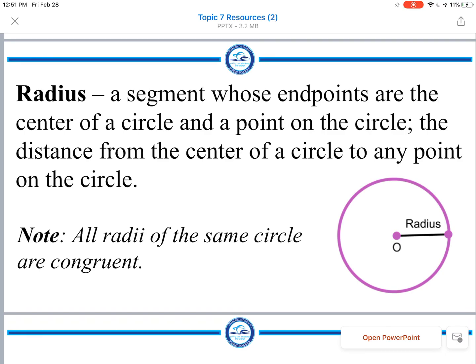All right, so a radius is a segment whose endpoints are the center of a circle and a point on the circle. The distance from the center of a circle to any point on the circle. Okay, so the radius, it goes from the center of the circle out to the edge. And all radiuses are the same length, which is what that note says at the bottom.